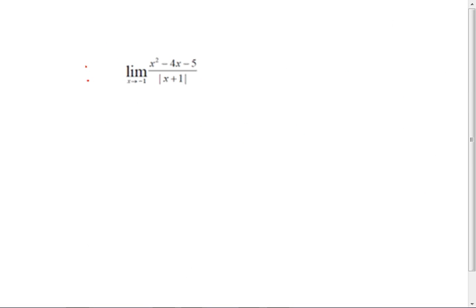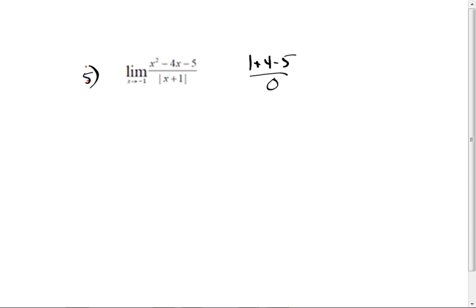I think I have it here. There it is, number 5. This is one of those piecewise graphs. Because of the absolute value, if I didn't have the absolute value, life would be really easy. But it's unfortunately not. What happens when I put in -1? I get 1 plus 4 minus 5 over 0.